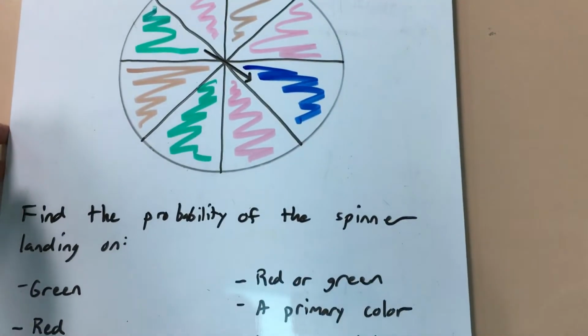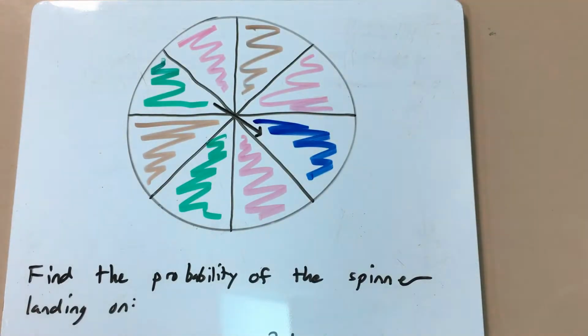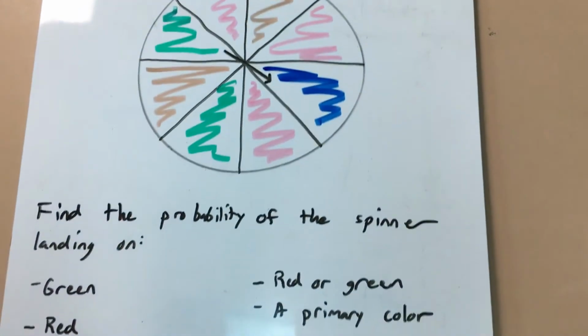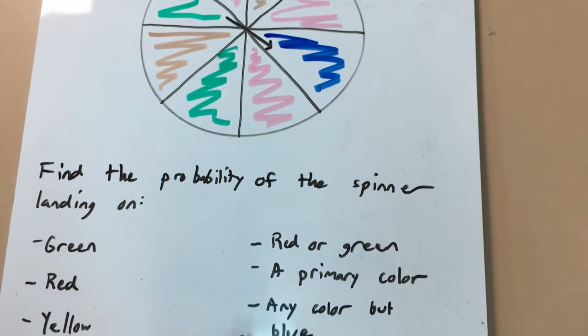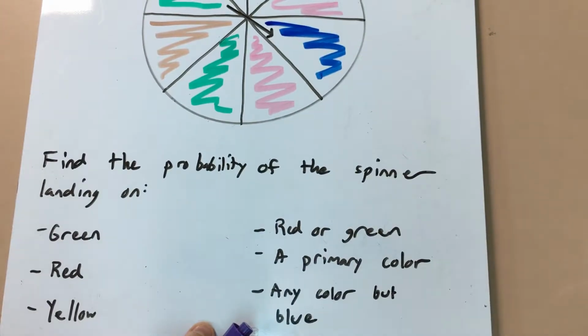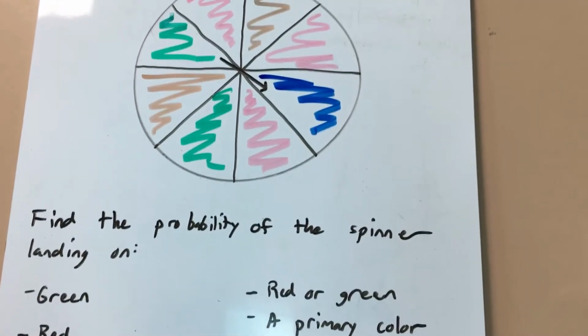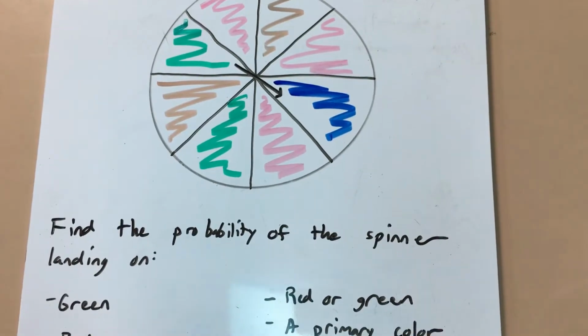And here's our first example, a spinner. One of like the stupidest ways to study this, but here we are. So we have a spinner, and we're supposed to find the probability of it landing on a few different colors, a few different combinations of colors. So let's go ahead and start by finding the probability that it lands on green.